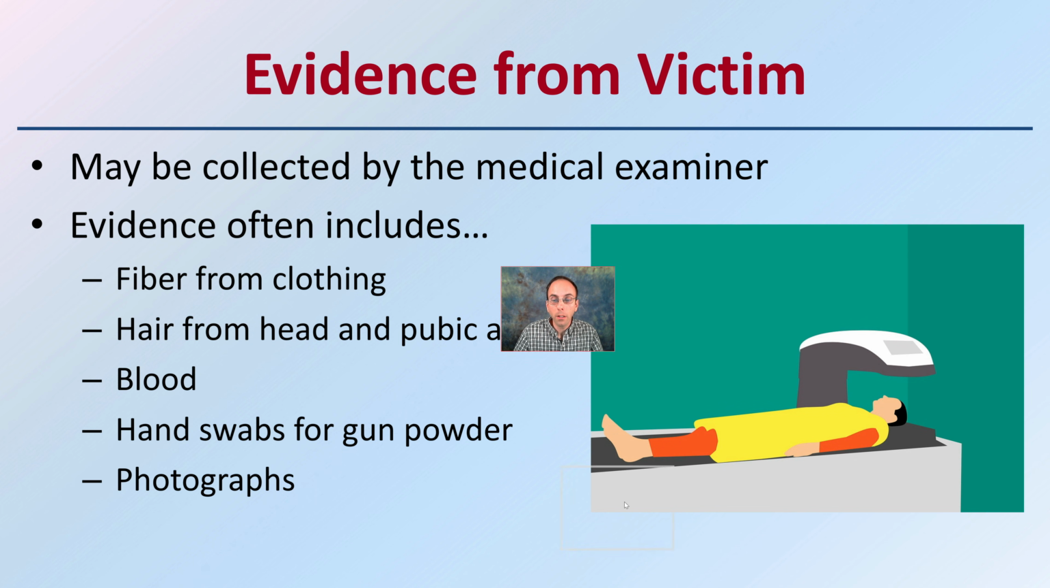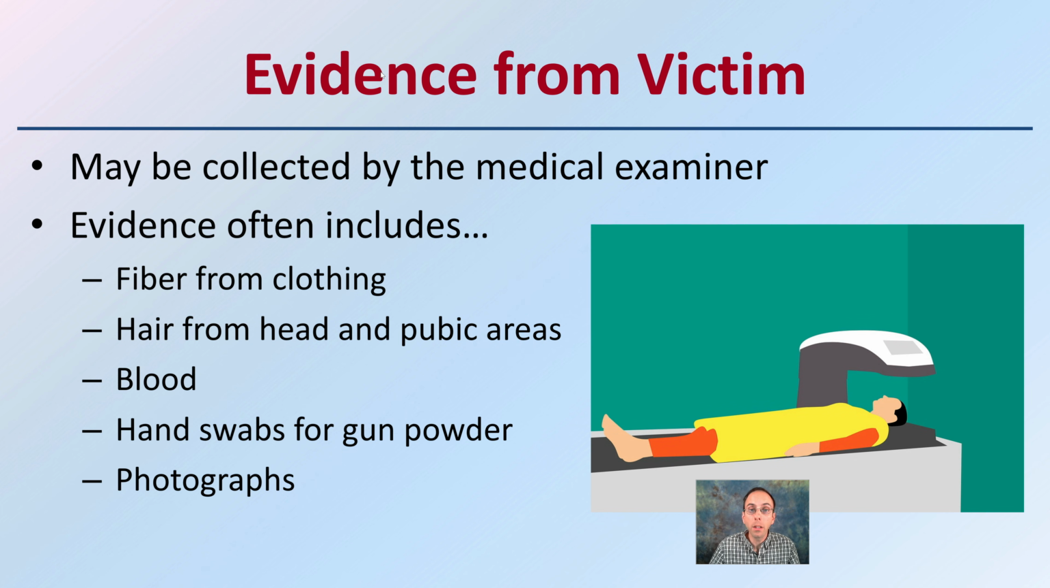Now, evidence from the victim themselves may be collected by a medical examiner. Evidence from the victim often includes fiber from their clothing, hair from their head and pubic areas, blood, hand swabs for gunpowder if that was suspected to be part of the crime, and also photographs. So this is a lot of information just from the victim, never mind the surrounding area. Keep these in mind when searching a crime scene so you can be effective and efficient, because it is only a one-time shot at getting that evidence undisturbed.